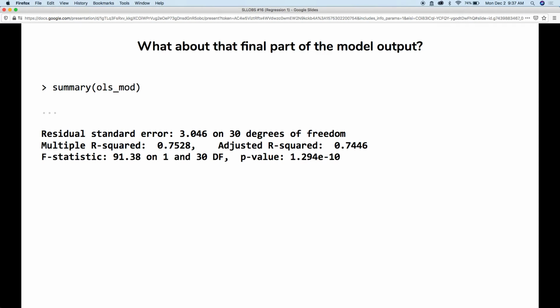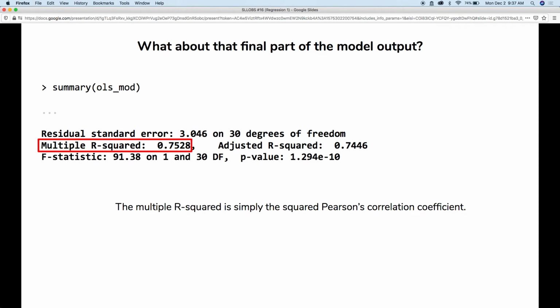So these are just more pieces of the model, more aspects of the model that you might be interested in extracting once you fit least squares. So the first thing, the multiple R squared, is simply the squared Pearson's correlation coefficient. You can take the correlation coefficient that you calculated with cor, or you can do it manually like we did before with our toy X and Y values, between weight and miles per gallon, square it, and that gives you just the multiple R squared value.